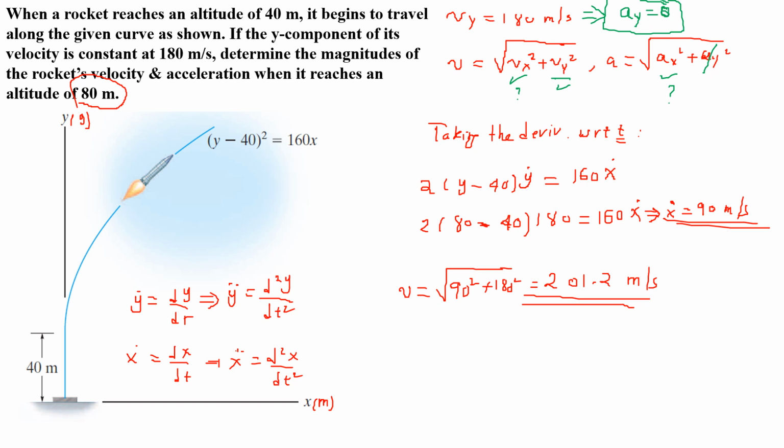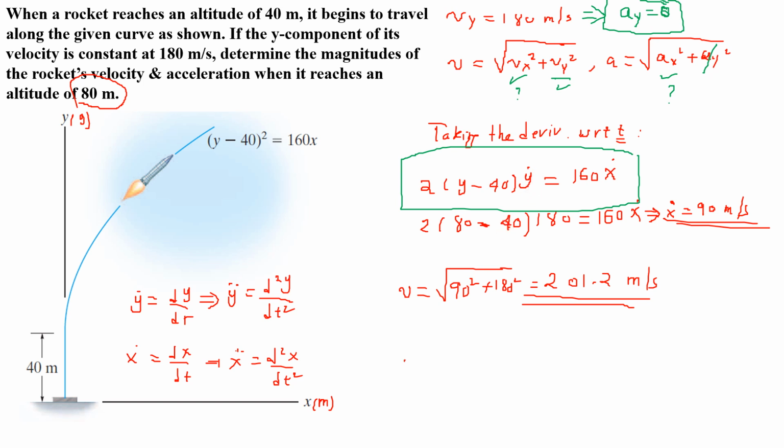Now for the acceleration, what do we have to do? This expression here, I'm going to differentiate one more time to find the acceleration, because the acceleration is y double dot and x double dot. So let us take the derivative one more time. But now we have to be careful about the left side: we have a product, y minus 40 as a function, and y dot. So we have to use the product rule as well.